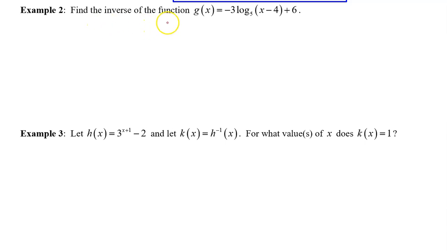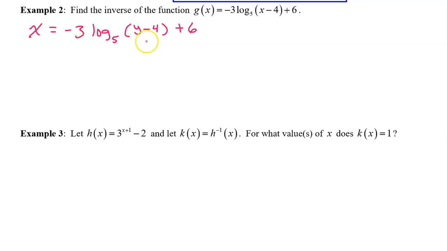Example 2. Again, to find the inverse of any function, you switch x and y, and then you solve for y. g of x is basically y, so I'm going to switch x and y by putting x in the front. So we have x is equal to -3 log base 5 of y minus 4, plus 6. Now we need to solve for y.